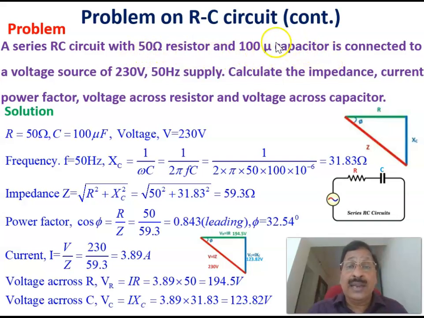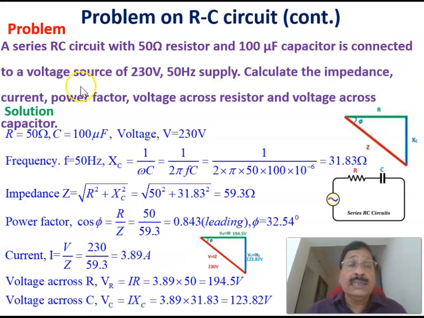Let us see another problem, in an RC circuit: a series RC circuit with 50 ohm resistance and a 100 microfarad capacitor, connected to a 230 volt, 50 hertz supply. Calculate the impedance, current, power factor, voltage across the resistor and voltage across the capacitor. R is given as 50 ohms, C equals 100 microfarad, voltage equals 230 volt, frequency is 50 hertz.